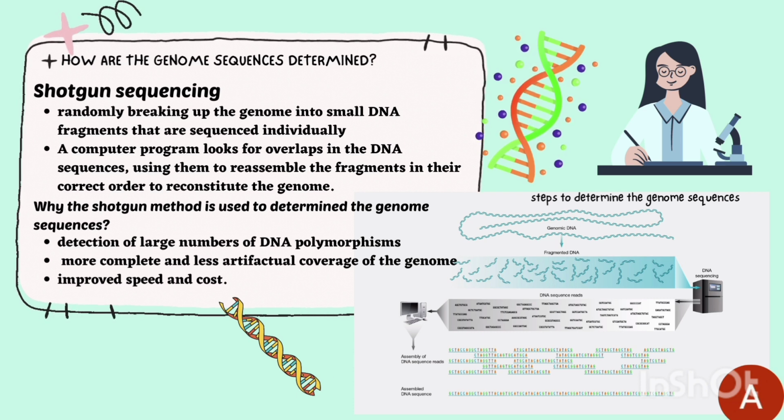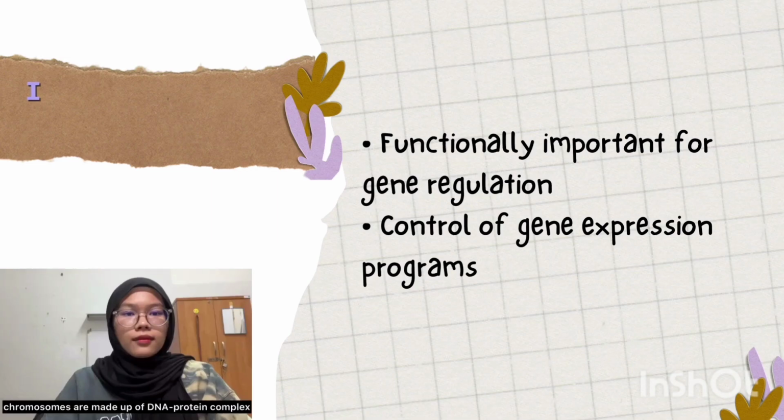Why is the shotgun method used to determine the genome sequences? The shotgun method is used because it detects a large number of DNA polymorphisms, and it gives more complete and less artifactual coverage of the genome. Lastly, it improves the speed and cost of genome sequencing.